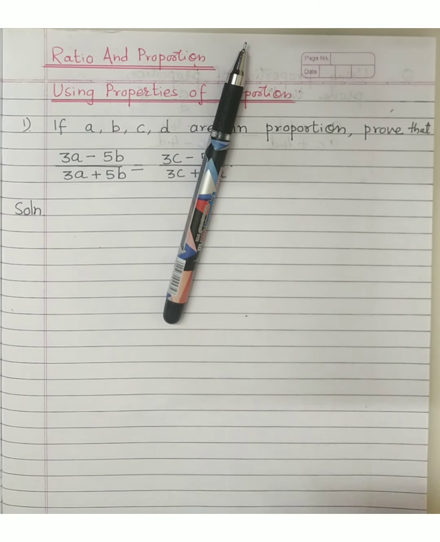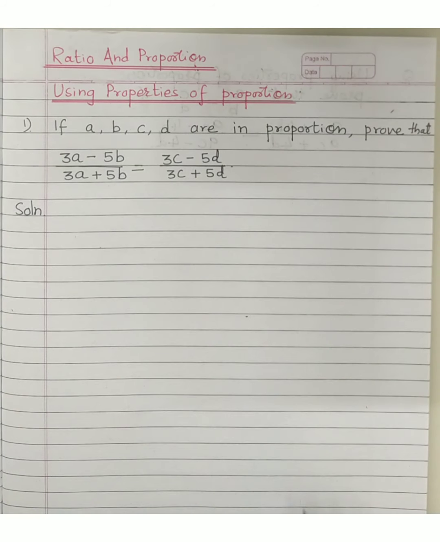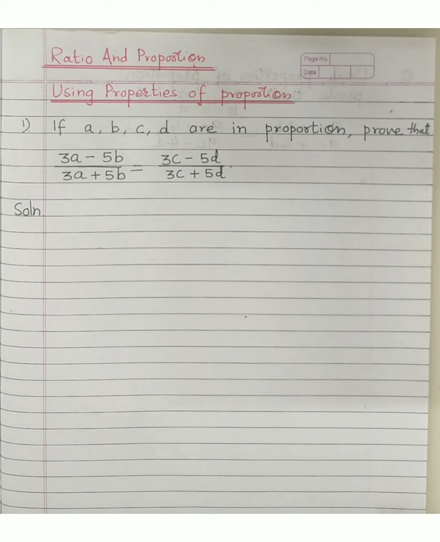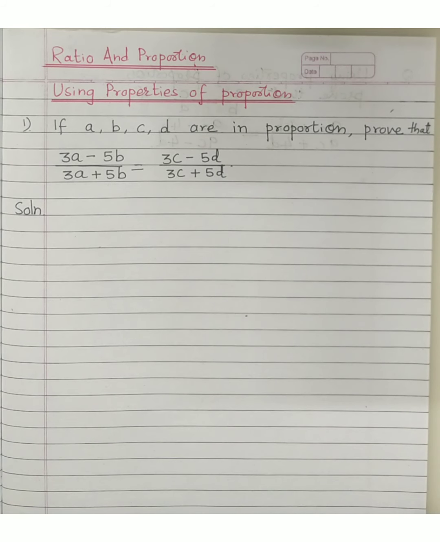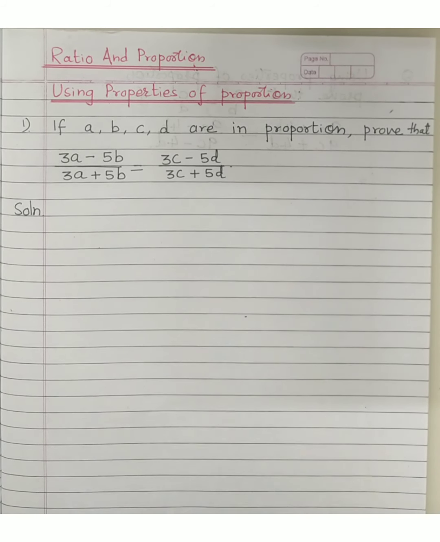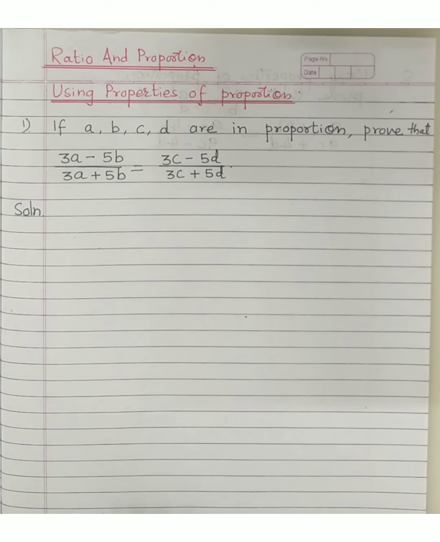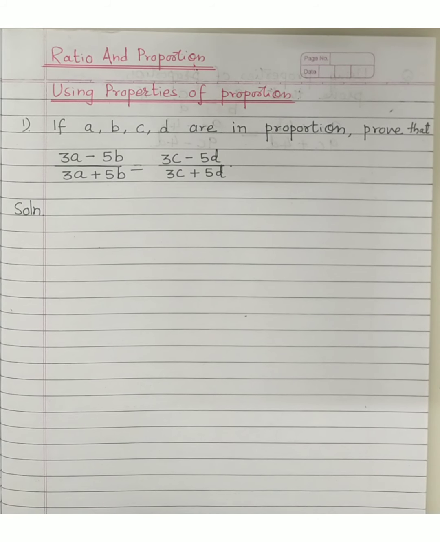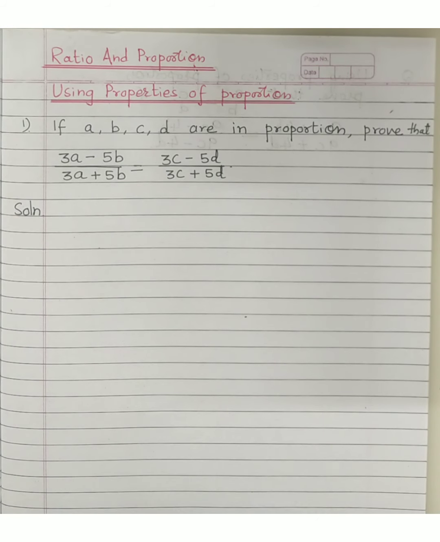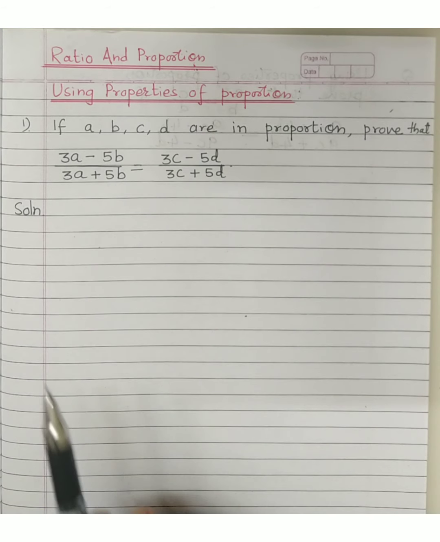Hello children, we are studying ratio and proportion. Last class we discussed the properties of proportion. I have given you 5 rules, namely invertendo, alternando, componendo, dividendo and componendo dividendo. Now let's see how we apply that.